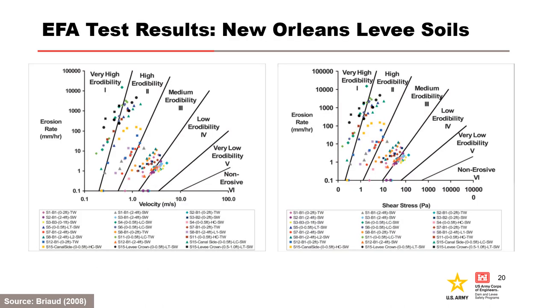These figures show how the erodibility of soils obtained from New Orleans levees varies widely, ranging from very high erodibility to low erodibility. Velocity is plotted against erosion rate in the figure on the left, and shear stress is plotted against erosion rate in the figure on the right.